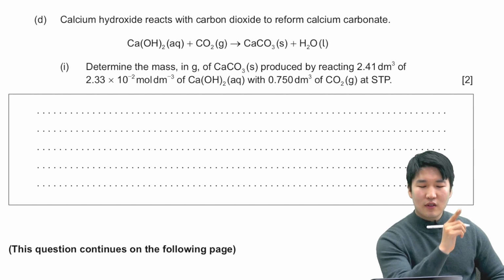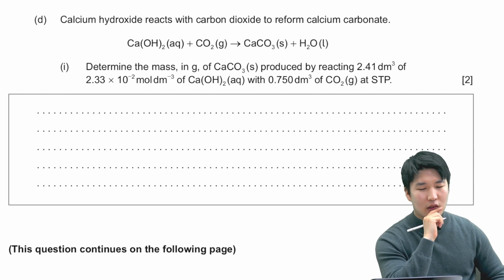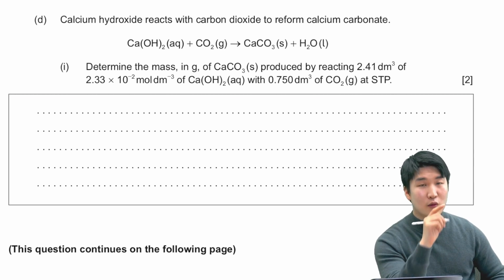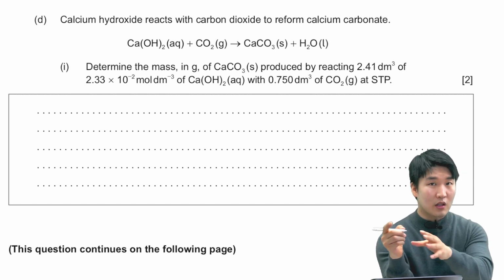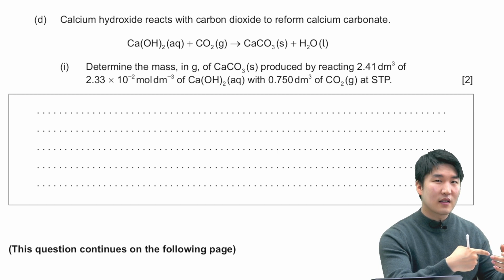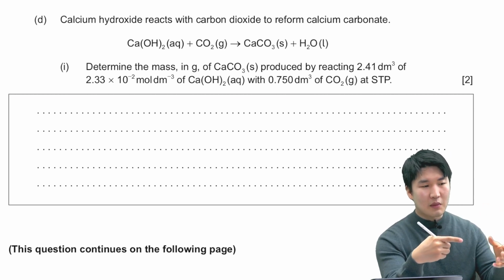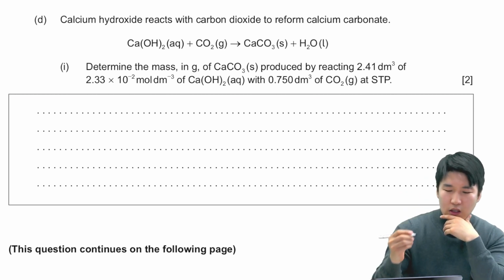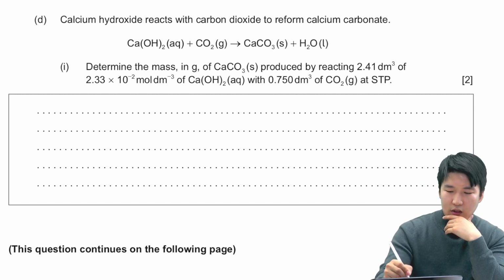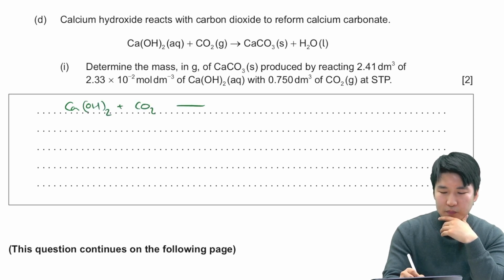Actually, we are given the amount of both calcium hydroxide and carbon dioxide. And it appears that this question is about identifying which of calcium hydroxide or carbon dioxide is limiting or excess. And we'll have to consider the fact that there's a limiting reagent to find out the amount of product formed. Let us start by working out the respective amounts of both reactants.